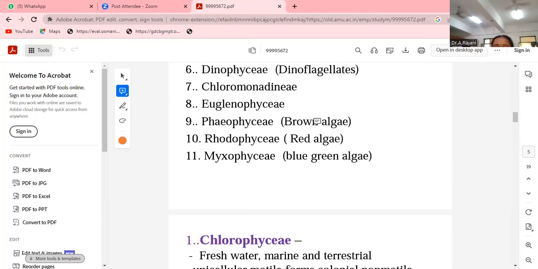Here only one type study you have studied, that is Ectocarpus. The third one is Rhodophyceae, red algae. Here also you have studied only one type study, that is Polysiphonia. And the last one, Myxophyceae, blue-green algae. Here you have studied Nostoc, Anabaena, Scytonema, Oscillatoria. Four type studies are there.